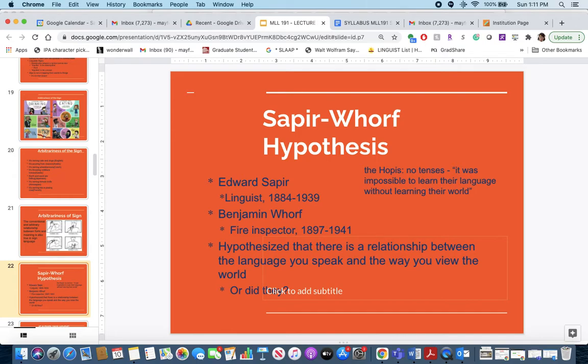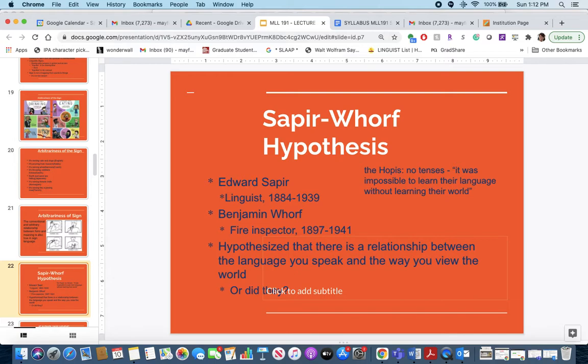Other scholars have really used the Sapir-Whorf hypothesis, and they looked at the Hopis, for example. Sapir investigated this Native American tribe, and they said, well, okay, they don't really have any tenses, right? They didn't look at things in past tense or future tense. They just examined the ways in which they were. They were very mindful, we would say, in today's terms. And this is from a linguist who said it was impossible to learn their language without learning their world. I think we would say that their idea of linguistic determinism is false by today's standards.